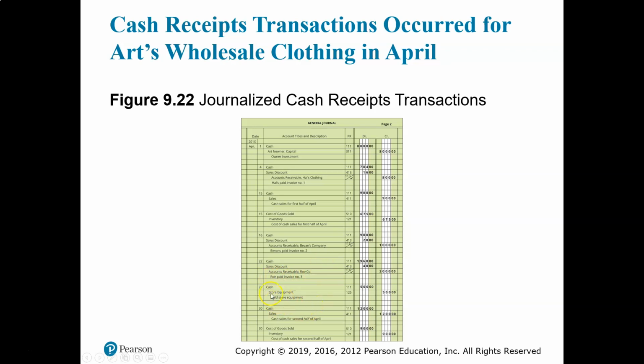Sold store equipment. So you reduce the store equipment, debit cash. Cash sales for the second half of April, debit cash, credit sales. And cost of cash sales for the second half of April. Debit cost of goods sold, credit inventory.